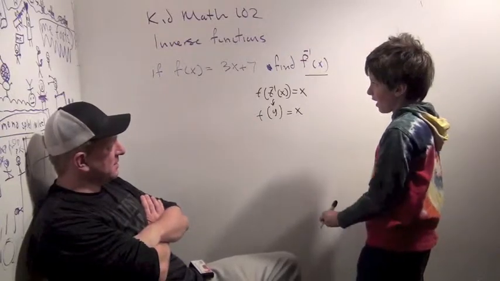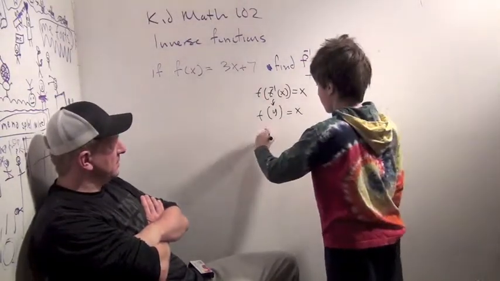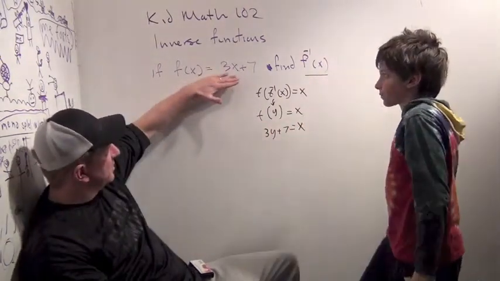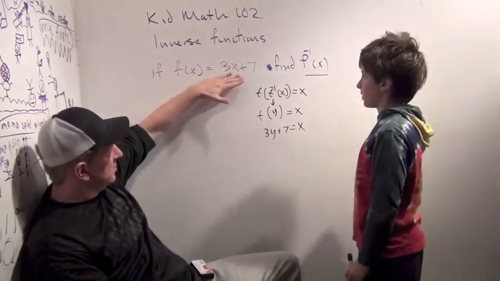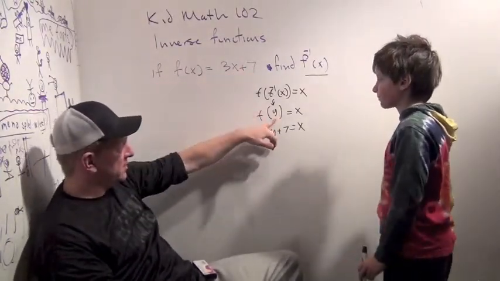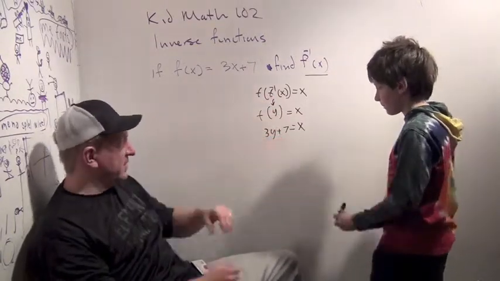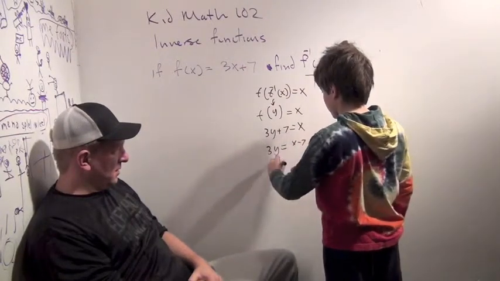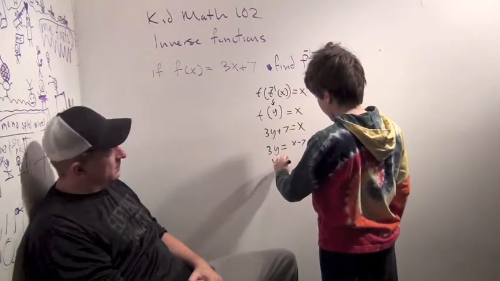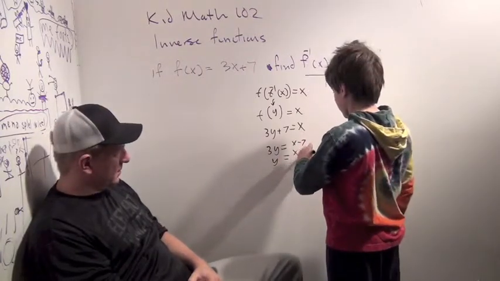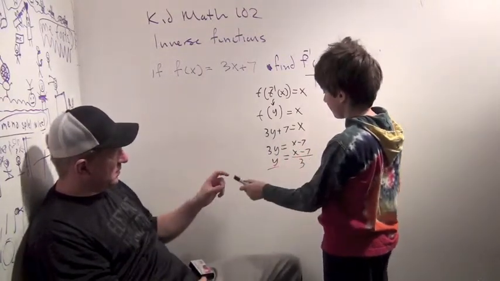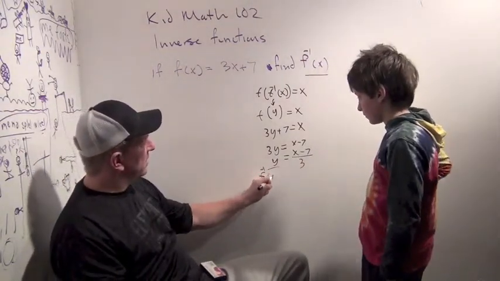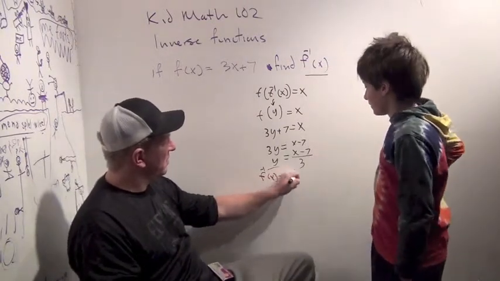Awesome. And then our function will be 3y plus 7 equals x. That's just what our function means. It says take whatever you put into the function, multiply by 3, and add 7. We're putting y into the function, which is really the inverse. 3y plus 7 equals x. So 3y is x minus 7. And then y equals x minus 7 over 3, which is really the inverse of our function. So we found, and we'll call this f inverse, f negative 1 of x, f inverse of x equals x minus 7 over 3.